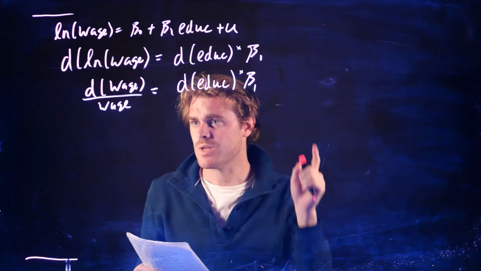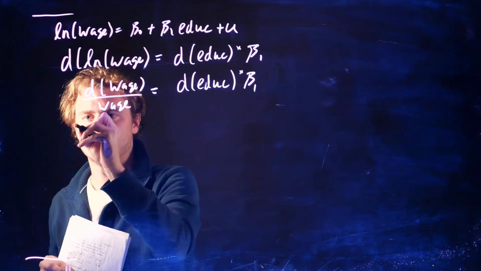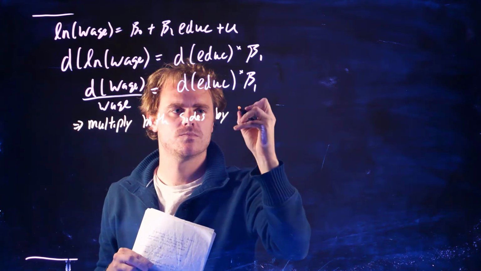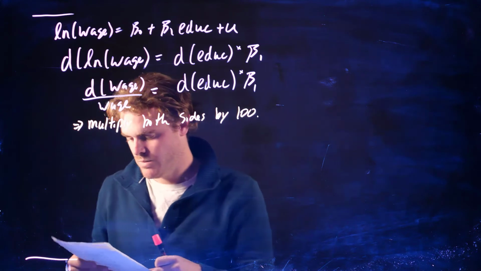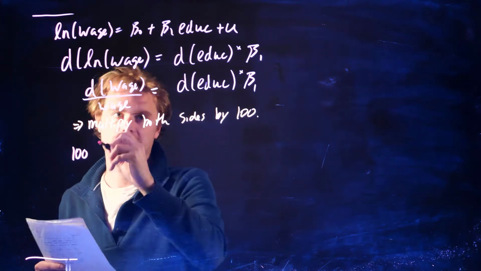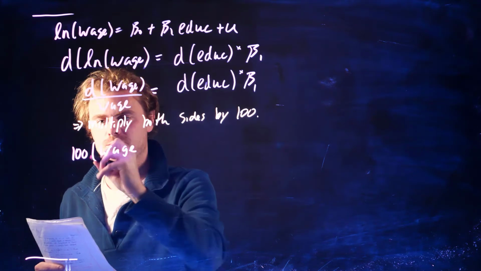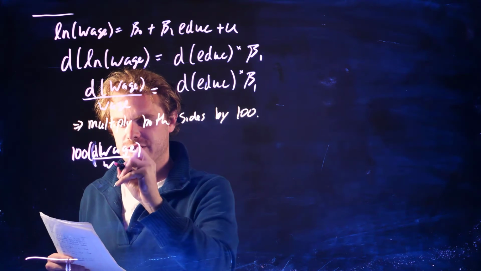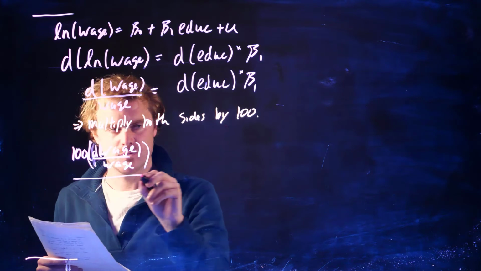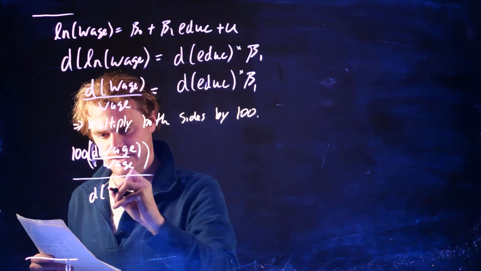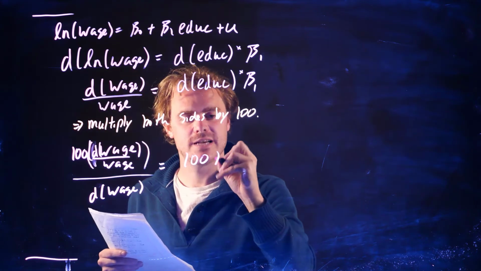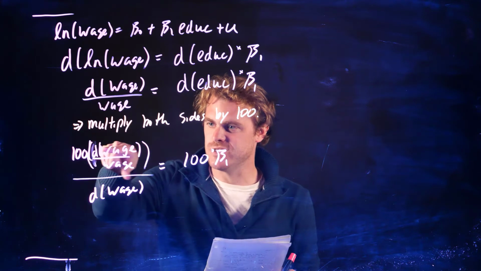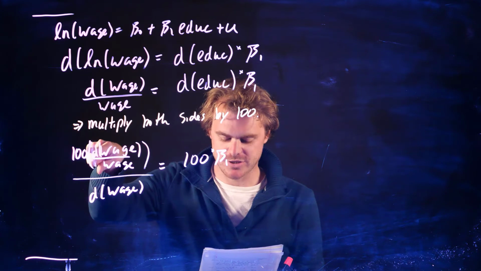If we multiplied both sides by 100, and we're going to rearrange as well, 100 times the change in wage over wage equals 100 times beta 1. And if we look at this numerator here, for small changes in wage, that's a percentage change in wage. Right?